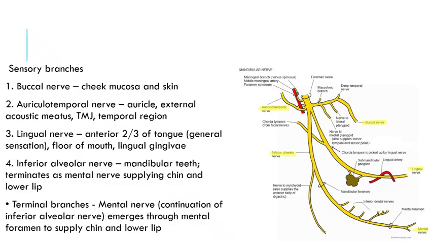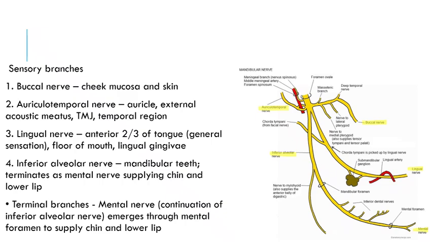Now its sensory branches are the buccal nerve, which supplies cheek mucosa and skin; the auriculotemporal nerve, which supplies the auricle, external acoustic meatus, tympanic membrane junction, and temporal region; and the lingual nerve, which supplies the anterior two-thirds of the tongue, floor of the mouth, and lingual gingiva. The inferior alveolar nerve supplies the mandibular teeth and terminates as the mental nerve supplying the chin and lower lip. Its terminal branch is the mental nerve, the continuation of the inferior alveolar nerve, which emerges through the mental foramen to supply the chin and lower lip.